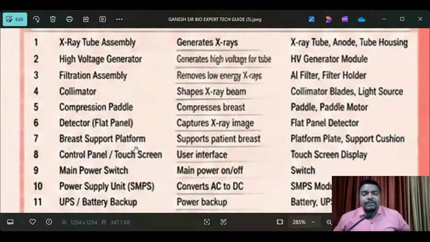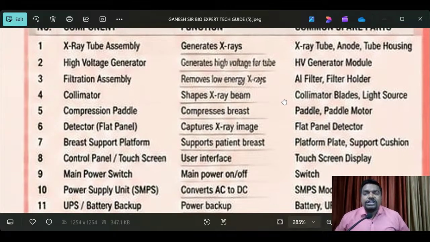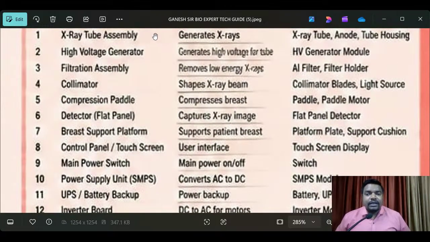The seventh point, see here: the component is the breast support platform, which supports the breast, with spare parts platform plate and support cushion. These are the functions and common spare parts I'm going to say. Try to catch my points and take them technically perfect. The eighth point: control panel, touch screen and user interface, spare part touch screen display. Then in mammography, the main power switch turns the main power on or off, and this is a common spare part.